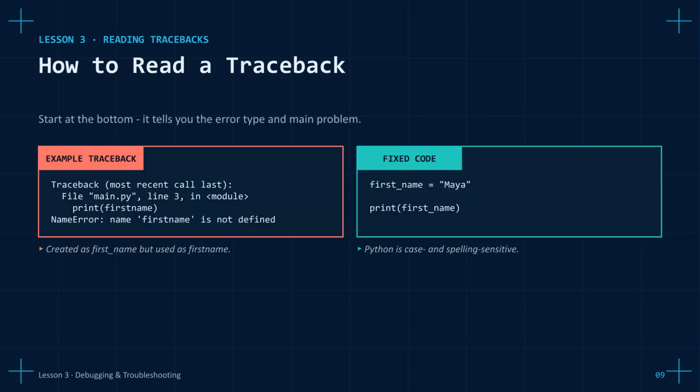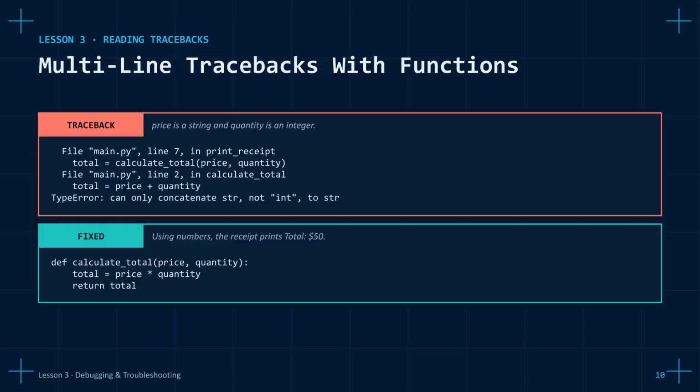Let's practice reading one. Starting at the bottom, we see a name error. Looking up, the problem is on line 3, where we printed the wrong variable name. The variable was created with an underscore, but used without one. Python is case and spelling sensitive, so matching the name exactly fixes it.